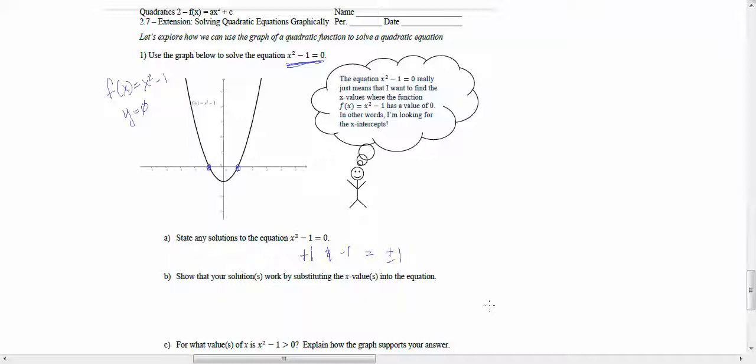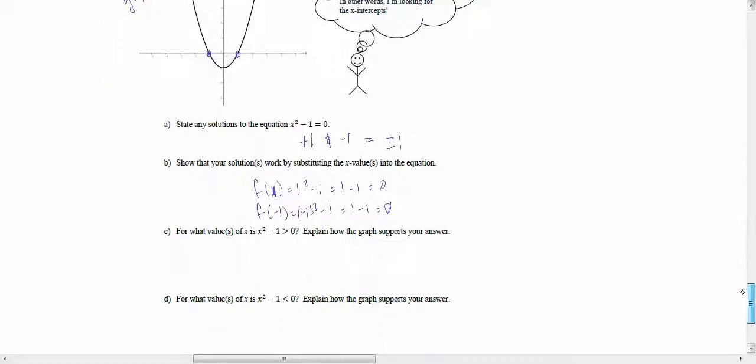So your solution works by substituting the x values into the equation. That's pretty simple. If f of x equals x squared minus 1, what is f of positive 1? Well, that's 1 squared minus 1, which is 1 minus 1, which is 0. I could also see what is f of negative 1. Well, that's negative 1 squared minus 1, which is 1 minus 1, which is 0. So 1 and negative 1 make these values true.